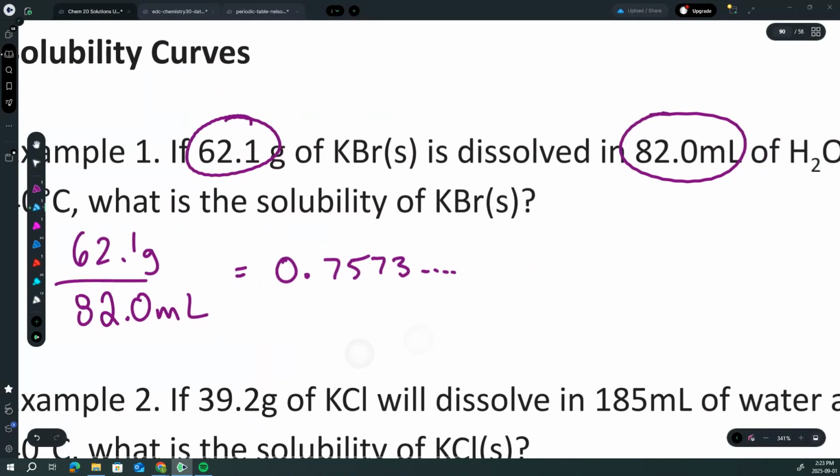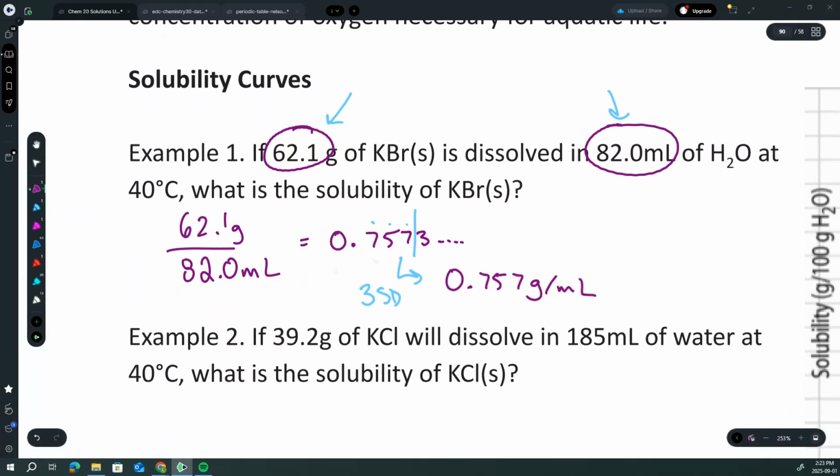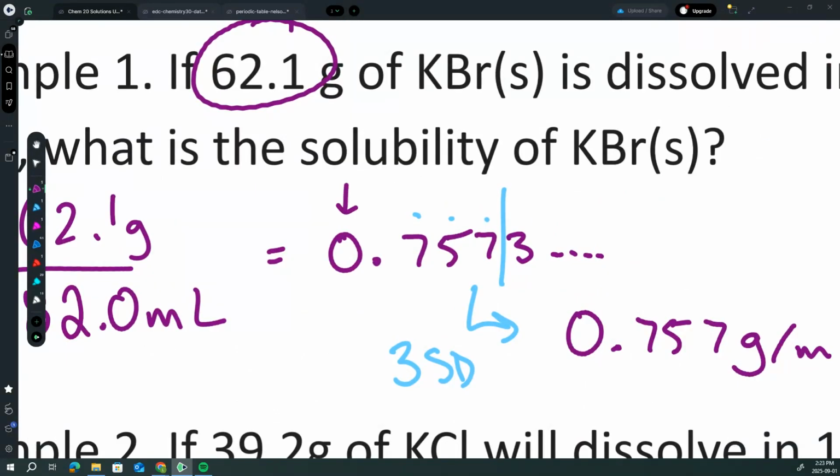Looking at the values that we actually used, these two values both have 3 sig digs, so that's what my final answer should be, 3 sig digs. So 1, 2, 3, there's our cutoff line. So 0.757 grams per milliliter. Just as a reminder, this 0 does not count as a significant digit because leading zeros are never significant digits. A leading 0 is anything that comes before a non-zero digit.